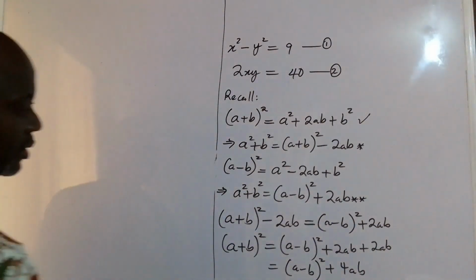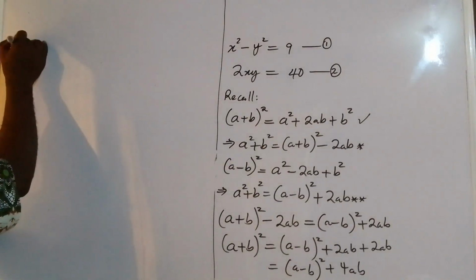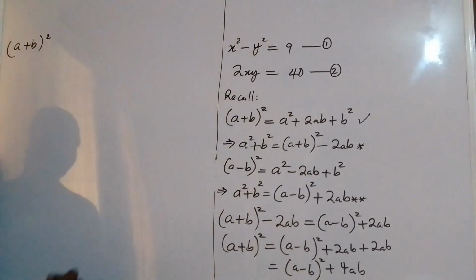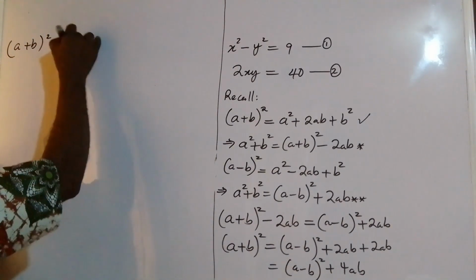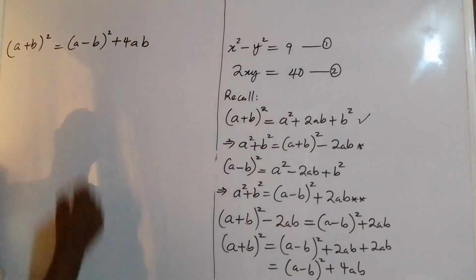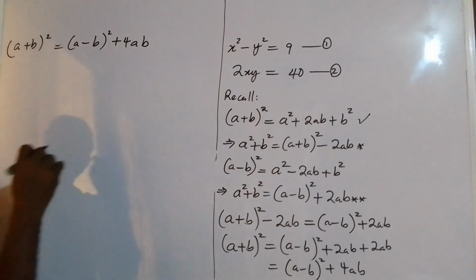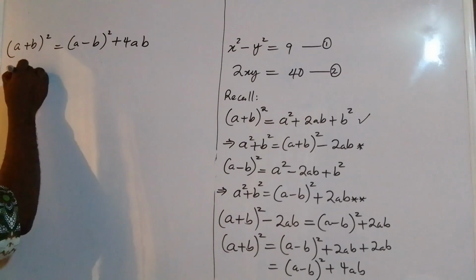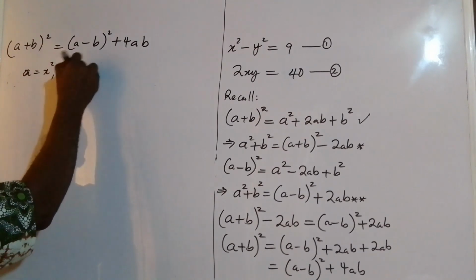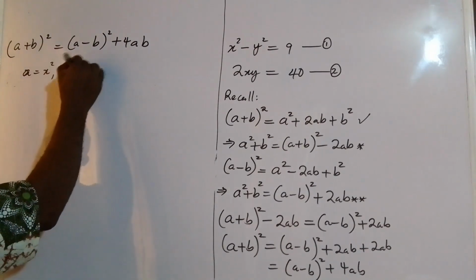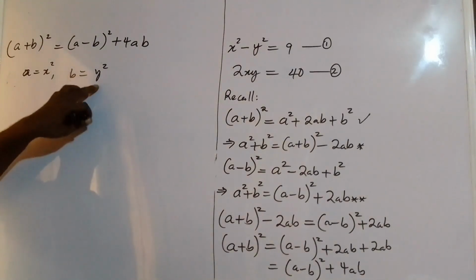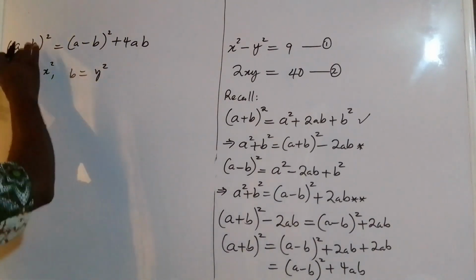So what this means is that from here I can say that (a plus b) squared is equal to (a minus b) squared plus 4ab. Okay, now I'm going to make a substitution and say let a be equal to x squared and b be equal to y squared. So let's substitute x squared and y squared for a and b in this identity.